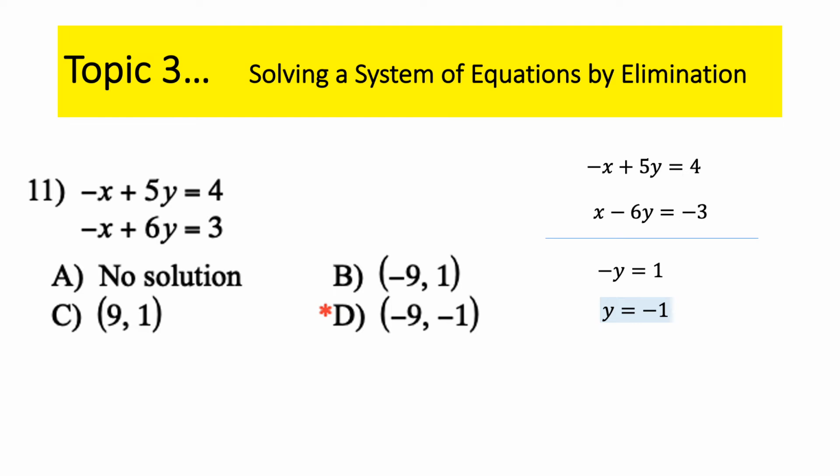Let's assume that you can't. You have to throw it back in. Pick one of those equations. They're all ugly. It doesn't matter which one. I'll pick the second one. Throw in negative 1 for y. Negative times a negative is a positive. Subtract. Negative 9 comma negative 1.